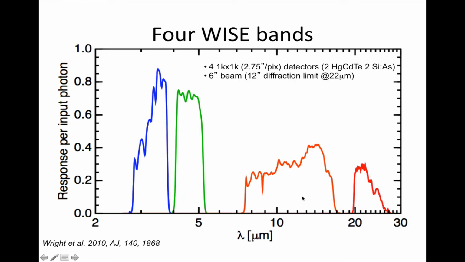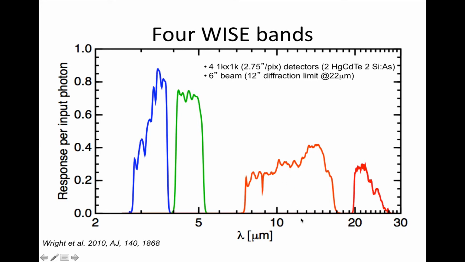These are the 4 WISE bands. Again, this is now response. Can also think of it as transmission as a function of wavelength. WISE 1, 2, 3, and 4. WISE 1 is 3.4, WISE 2 is 4.6. You can see why that effective wavelength is what it is. This is 12 microns.